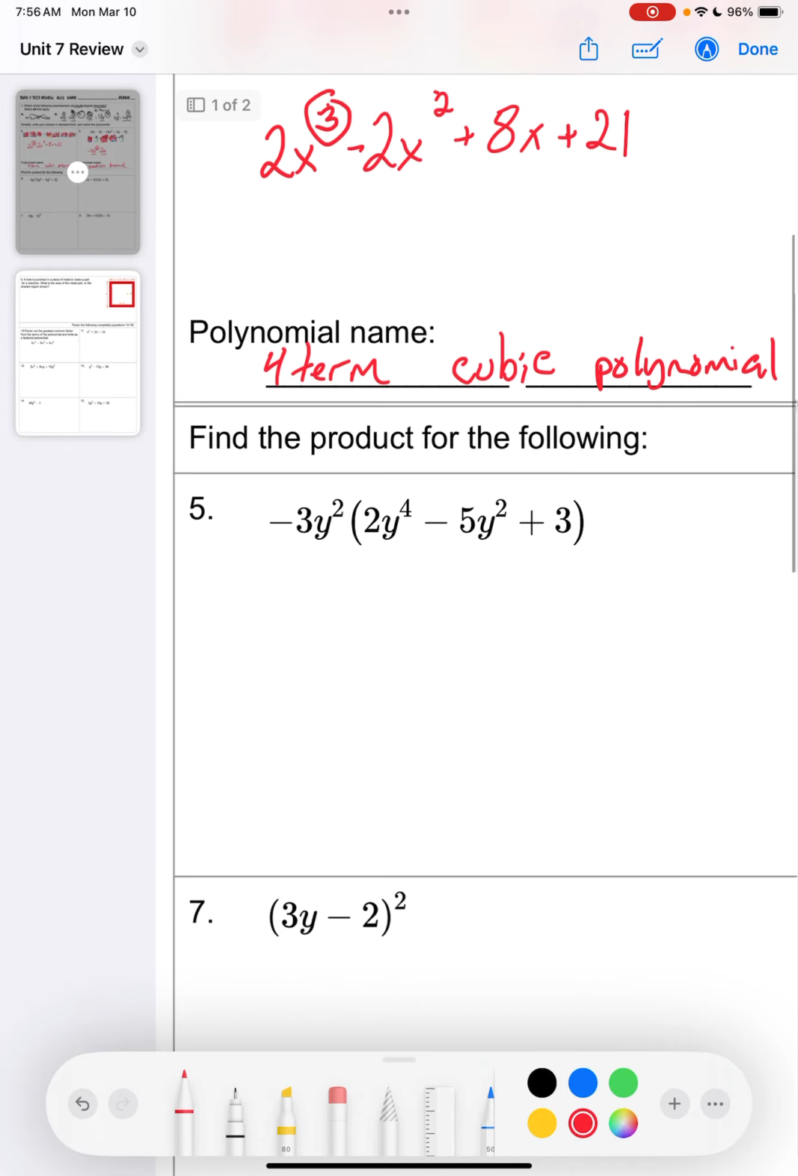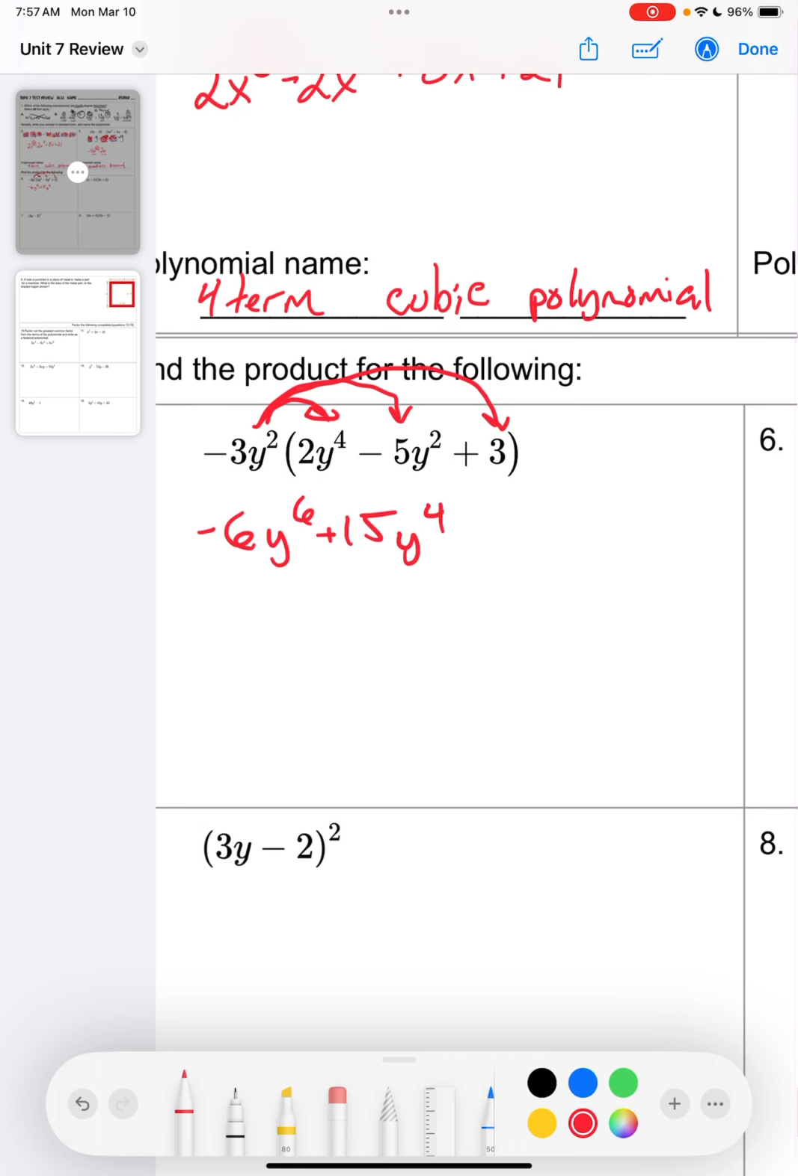All right, number 5 is find the product. So we're gonna just multiply here, just distribute. When we're distributing or multiplying, remember we're gonna multiply the numbers, and then exponents that have the same base will add. So I'm gonna see -3 times 2 here are -6. I'm gonna see y to the 2nd times y to the 4th, which gets me y to the 6th. I'm going to see -3 times -5, which gets me to 15, positive. Y squared times y squared is y to the 4th. And then -3y squared times -3 will be -9. And then y squared.